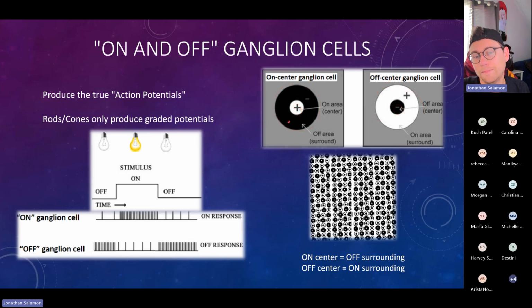And basically, if the on cells receive signal from their dendritic field from the middle, it will be an on signal. And if they receive from the outside of their dendritic field, it'll be an off signal. The reason is they're arranged like this. This gives you a lot more visual acuity and resolution, right?